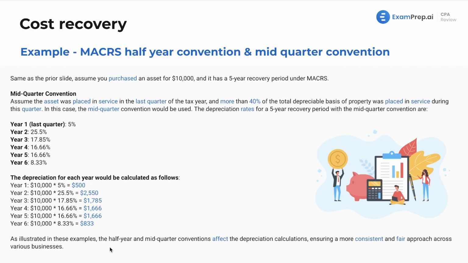Now, as illustrated here, the half-year and mid-quarter conventions affect the depreciation calculations, ensuring a consistent and fair approach. That's just something, whether it's bankruptcy or cost recovery or anything, that's the rationale. We're trying to make everything fair and equitable.